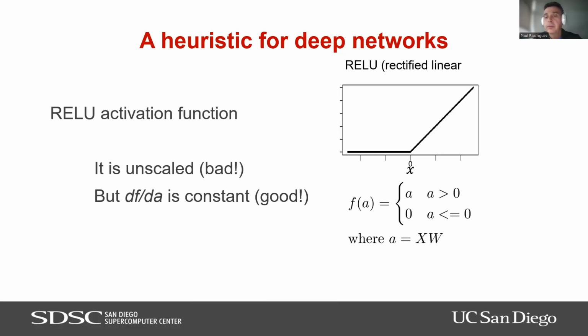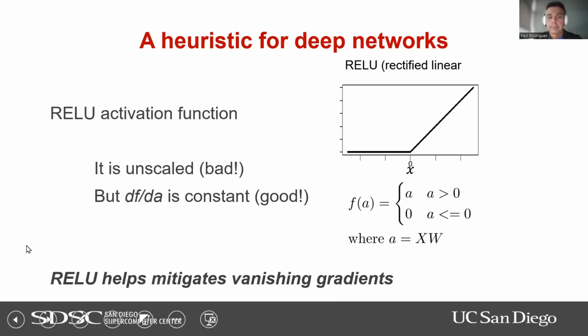And as you can see from the function, there's a cutoff where if it's less than the cutoff, it's 0, and greater than the cutoff, it's just a linear unit. It turns out this, as I said, helps mitigate the vanishing gradient problem. So this turned out to be a real good thing for deep neural learning.